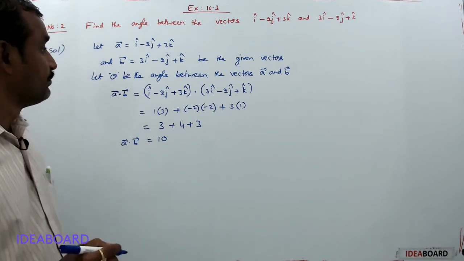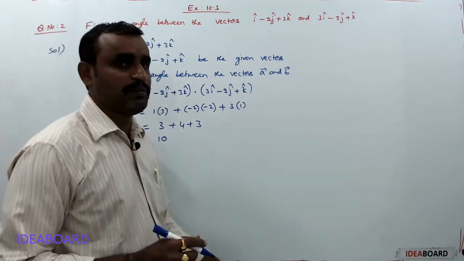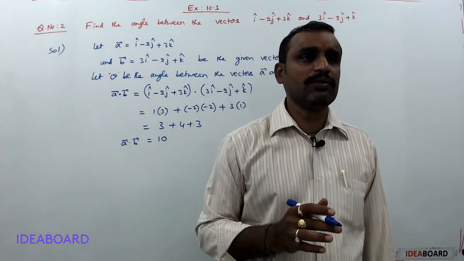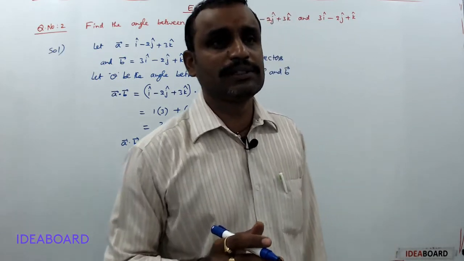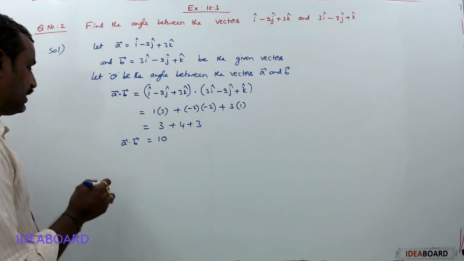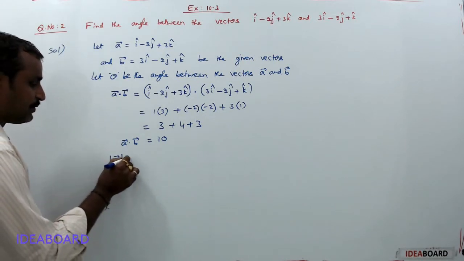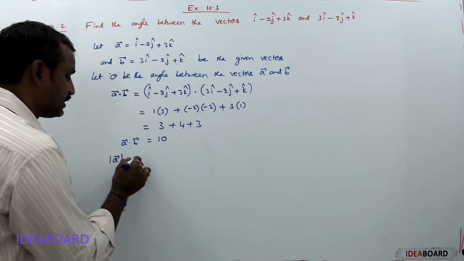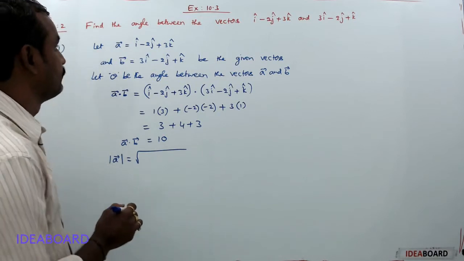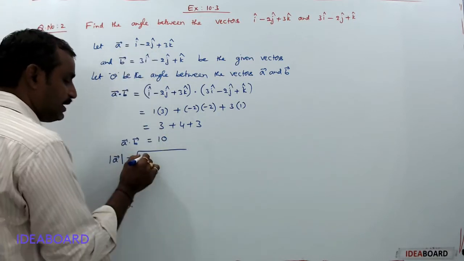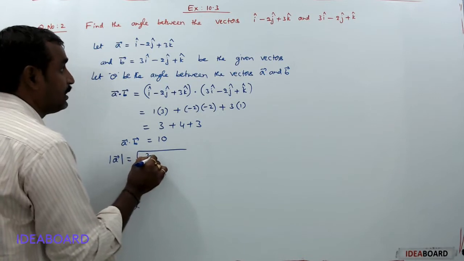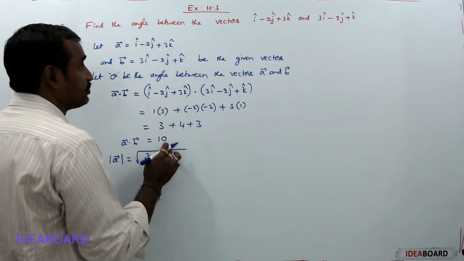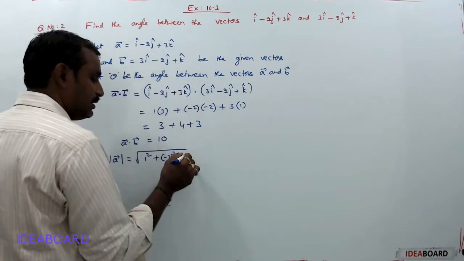Similarly, you can calculate the remaining values, the magnitude of A bar and the magnitude of B bar. We know that the magnitude of A bar is equal to the square root of A1 square plus A2 square plus A3 square. The scalar components of A bar are 1, minus 2 and 3. So square and add: the i coefficient is 1, so 1 square, plus the j coefficient, minus 2 whole square, plus the k coefficient, 3 whole square.